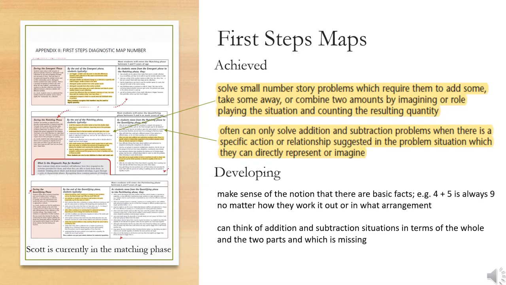The First Steps diagnostic map for number, which I had used to plot Scott's understanding in assignment 2, gave me a sense of what Scott would need to be able to do to move forward. Scott is currently in the matching phase, so the goal would be to move him towards the quantifying phase. However, to do so, Scott needed to be able to make sense of basic facts, such as 4 plus 5 is always 9, no matter how he worked it out or in what arrangement, and think of addition and subtraction situations in terms of the whole and the two parts, and which is missing. This understanding in the curriculum content descriptors became the focus for the lesson.